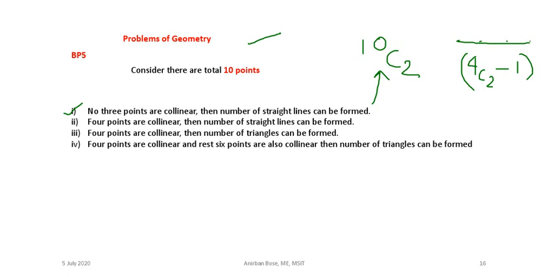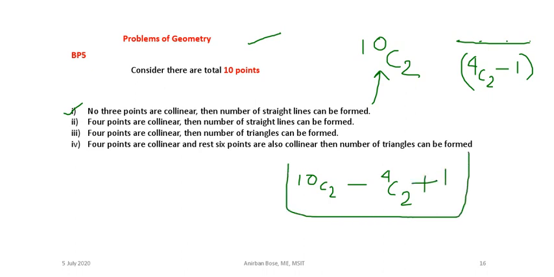So the total number of straight lines is 10C2, that definitely you can calculate. But 4C2 straight lines you do not get because the 4 points are collinear; out of those 4C2 you get only one straight line. So correspondingly you will get this one. So this is the answer.